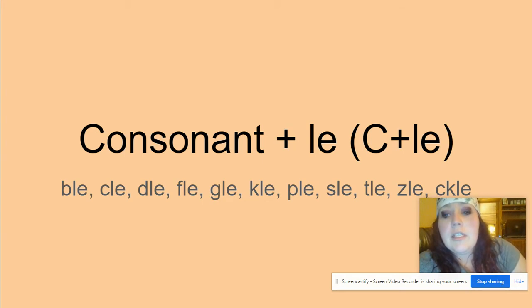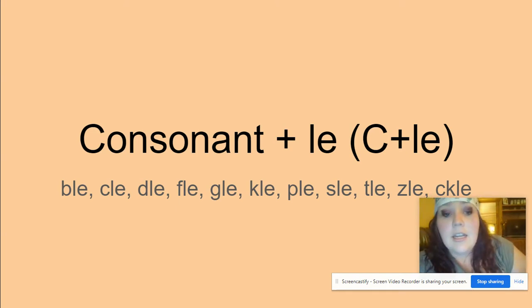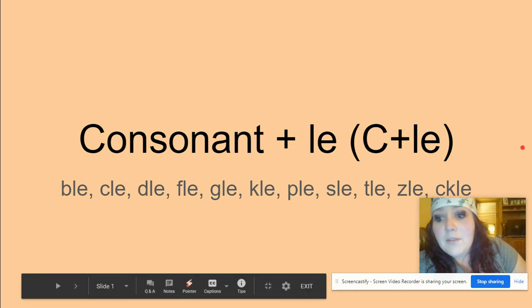Sometimes you'll see it as just C plus LE. And really all of that it means is you're going to have the LE at the end of a word, but you're also going to have an additional consonant with it. So that includes BLE, CLE, DLE, FLE, GLE, KLE, PLE, SLE, TLE, ZLE, and then also CKLE. I know that it just says one consonant LE, but sometimes that CK goes together. And so I did throw that in there because you will see some of those. So just keep that in mind as we're reading because it's still going to make those same sounds.